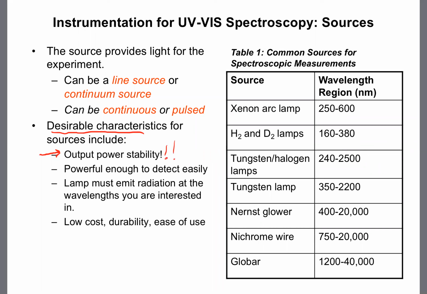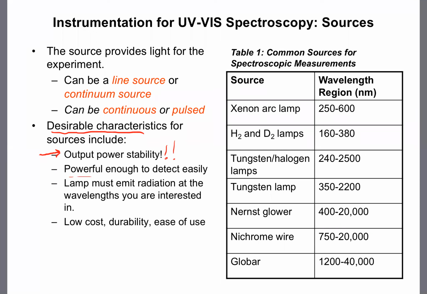Exclamation points, right? You need your lamp or your spectroscopic source to have a very, very, very stable output power. You don't want it to get dimmer and brighter over time. Because if it does, how are you going to detect an absorption on that very noisy baseline? It's almost impossible. So our lamps have to have very stable output power.